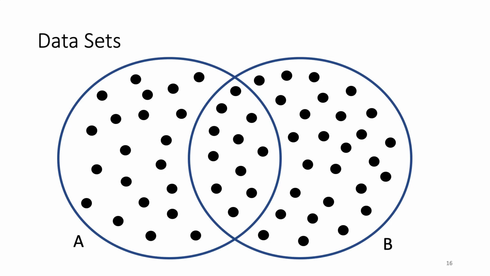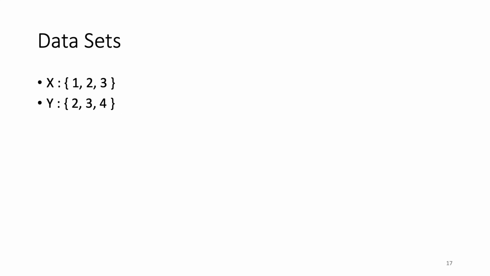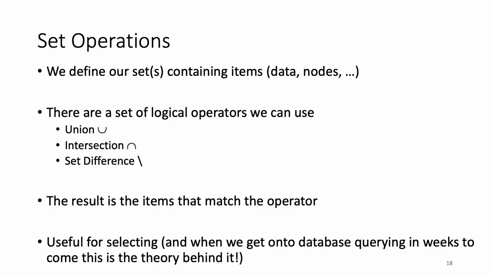In terms of written notation, we tend to define them with curly braces. We say set X contains members 1, 2, 3, and set Y contains members 2, 3, 4. So that's how we write them down. Now, one of the powerful things that we can do with sets is use operators on them. A set is a bunch of stuff, a collection of nodes. And we can use some set operators which allow us to determine what subset we actually want out of these, which nodes we're interested in. The three general logical operators we use are the union, the intersection, and the set difference.